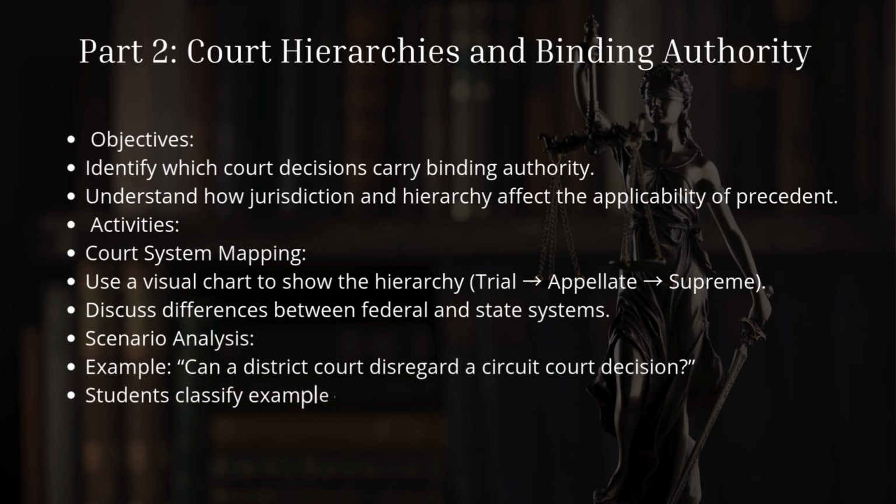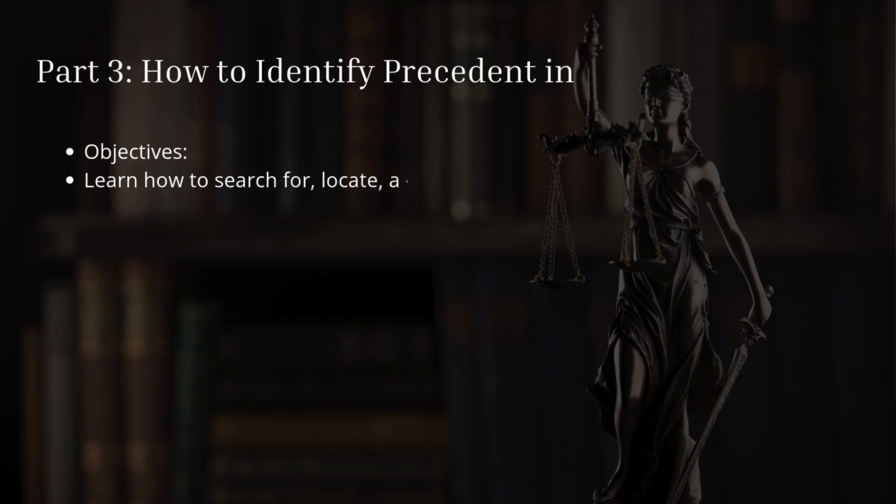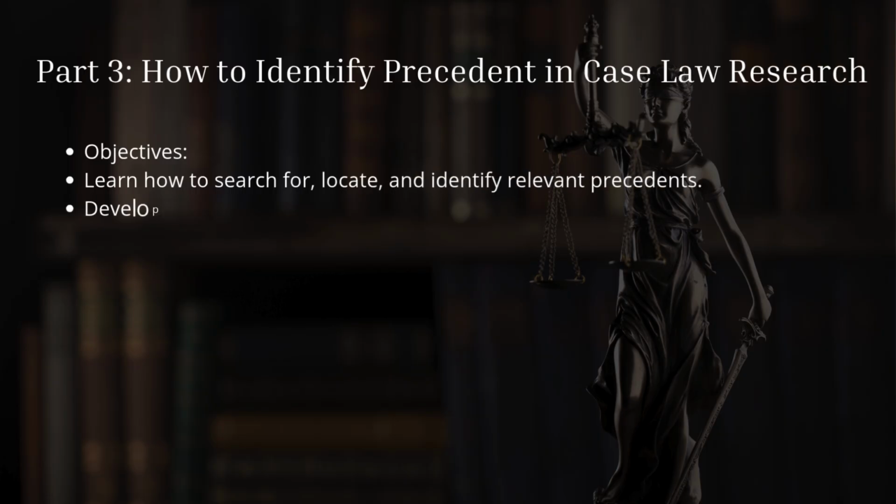Discuss differences between federal and state systems. Scenario analysis. Example: can a district court disregard a circuit court decision? Students classify examples as binding or persuasive authority.